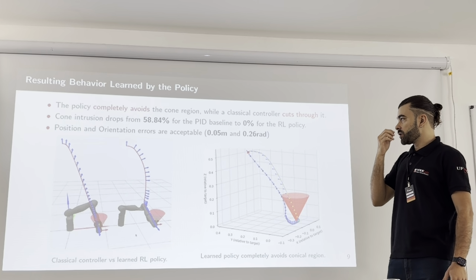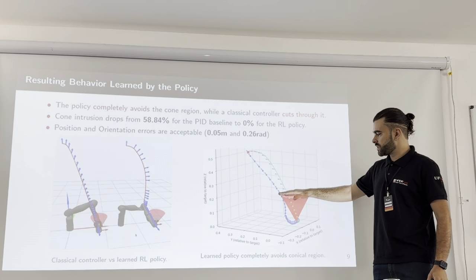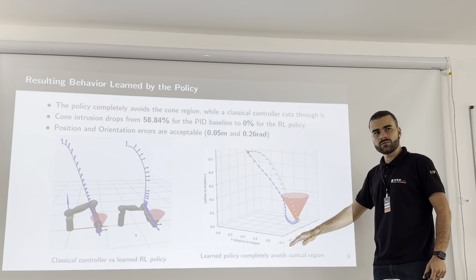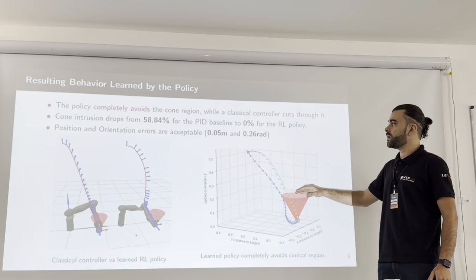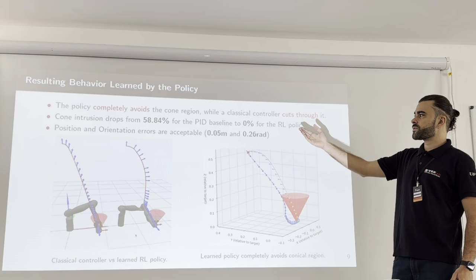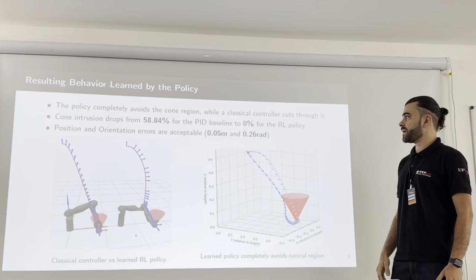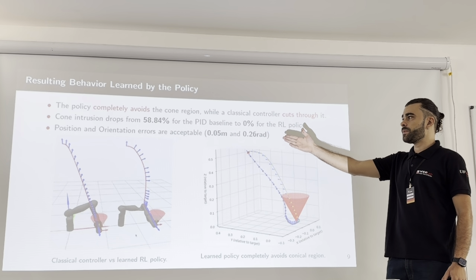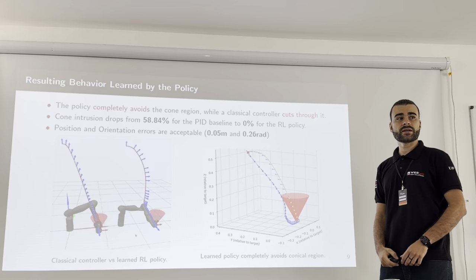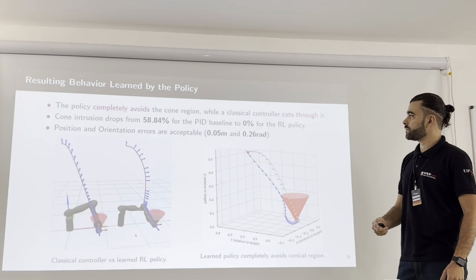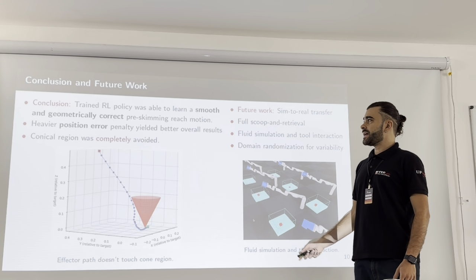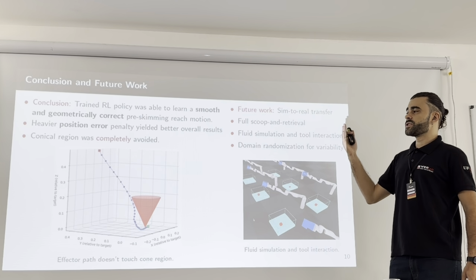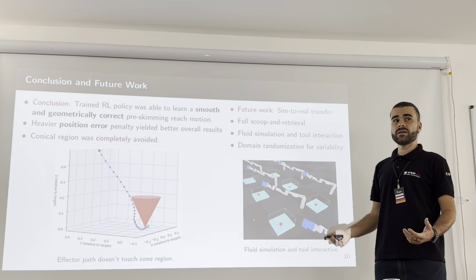So in terms of cone intrusion, once we consider just what's below the height of the cone, the intrusion drops from almost 60% in the PID baseline to 0% in the learned RL policy, while still keeping position and orientation errors acceptable. So the conclusion is that the RL policy was able to learn a smooth and geometrically correct pre-skimming reach motion.